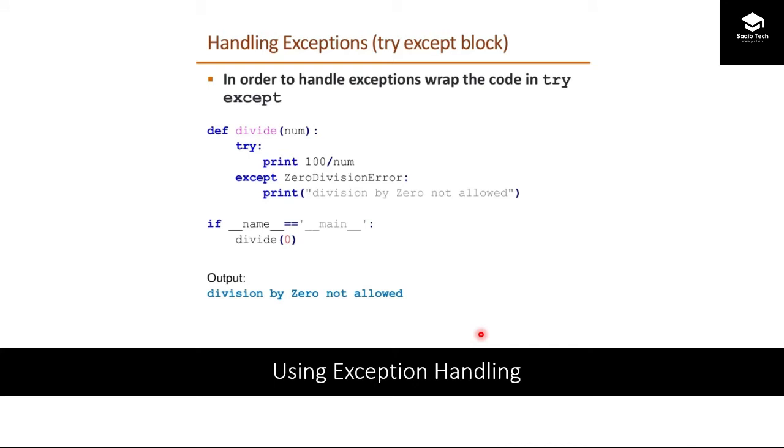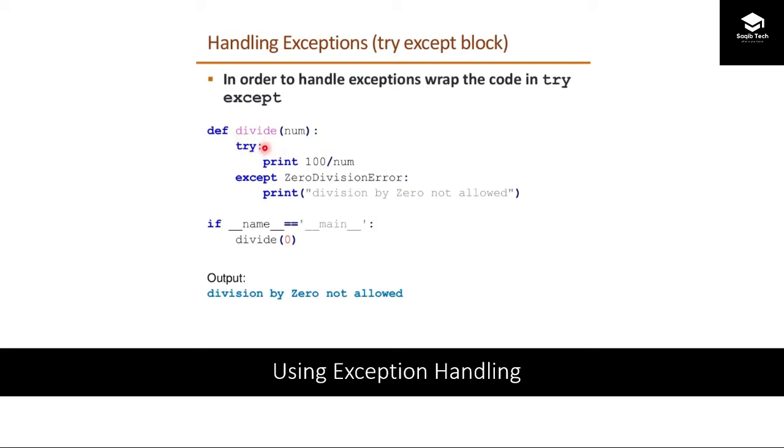So how will I handle it? I will do this in the divide function. It will check try. For example, this is a divide function, which is dividing a number. Before we saw that if I am dividing 100 by a number, it will give me an error and stop the execution. But wherever you can see that there can be an error, you need to pass it inside the try block.